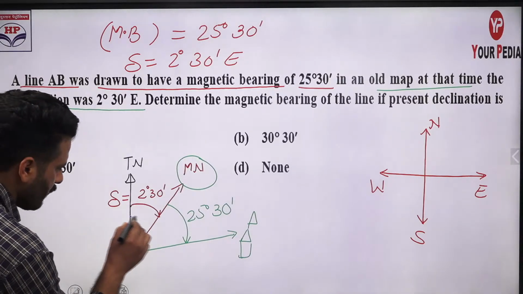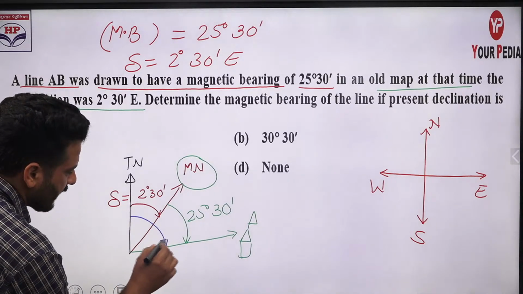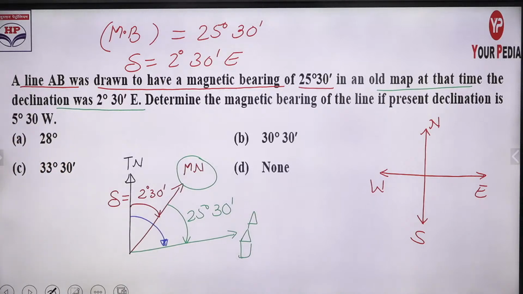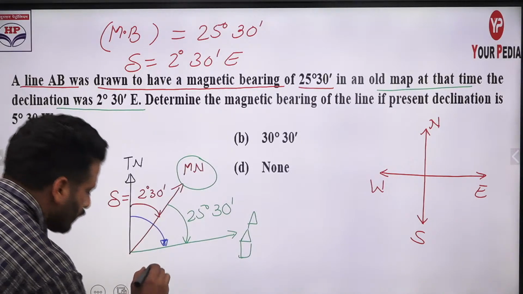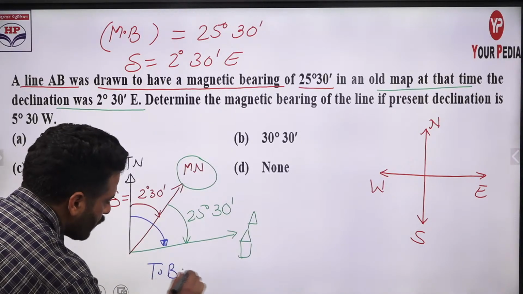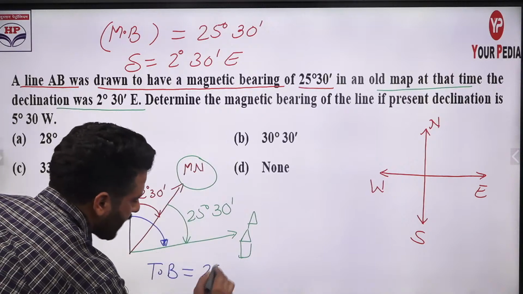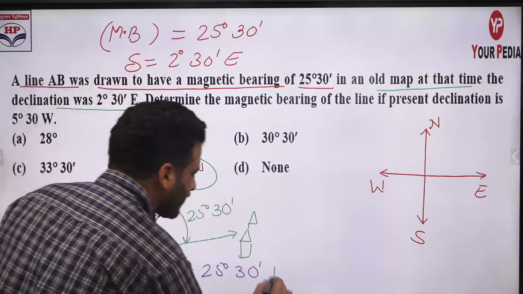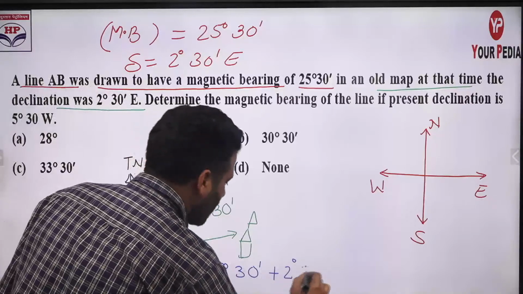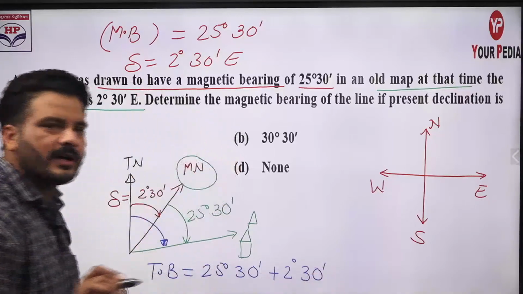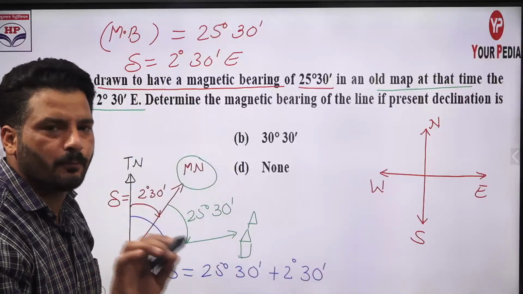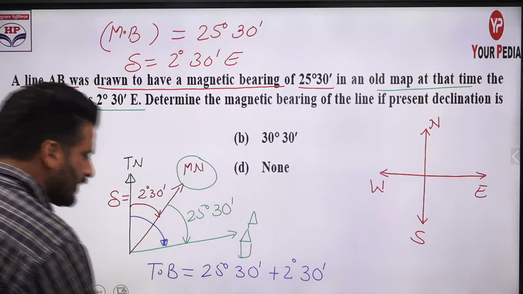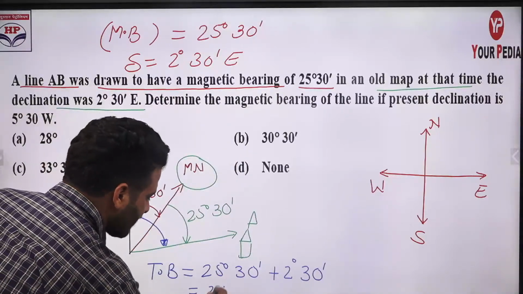This blue line from black to green is with respect to true north. What is the line making angle? So true bearing equals, you can see here guys, 25 degree 30 minutes. To get the magnetic bearing, just add this declination value. If you are adding this declination, that's why eastern declination is also known as positive declination. And this will be 28 degree.